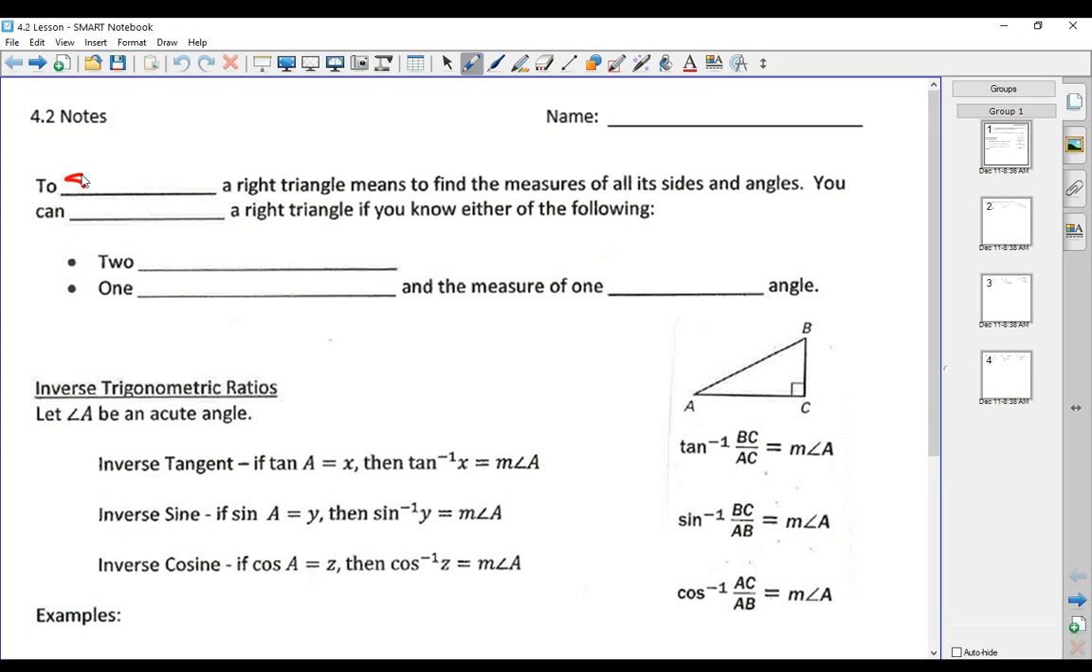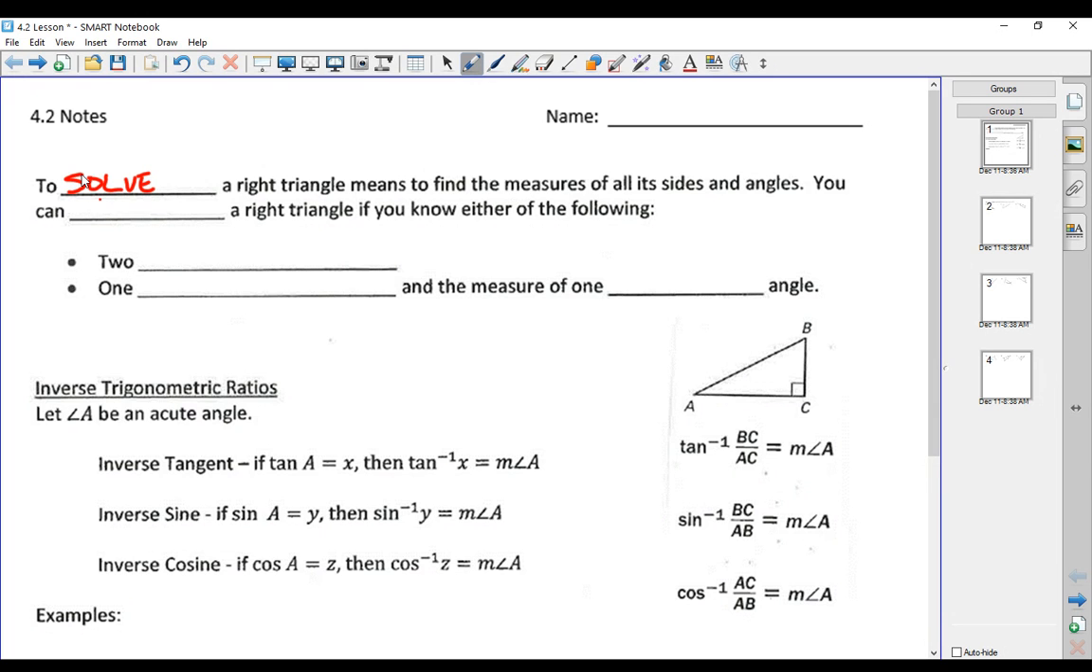So if you want to solve a right triangle, that means that you want to find the measures of all of its sides and all of its angles. There are 3 sides and 3 angles. So you're going to find all of those. Some of those will be given to you, and you will have to find the rest.